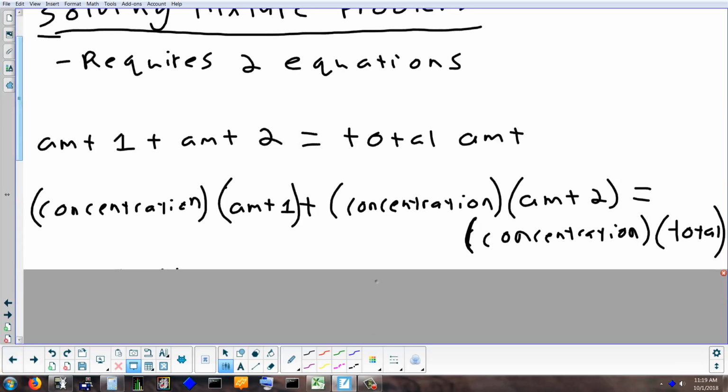And then the second equation is a concentration one. They're going to tell you the concentrations as a percent. But you have to make sure you always use decimals. So 83% would be 0.83. So decimal, decimal, decimal. All decimals for your concentration.